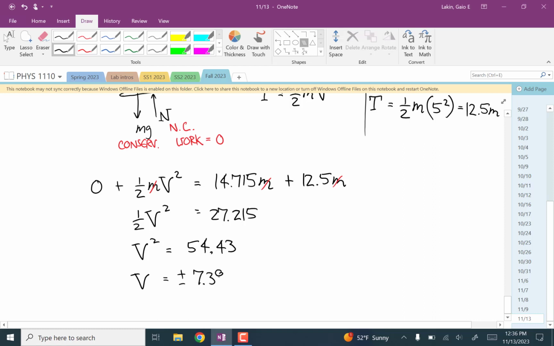7.3776669. Okay, so 7.38 meters per second. And this is a speed, so negative doesn't mean anything, so we want the positive one. So if this skier is going 7.38 meters per second at the bottom of the hill, at the top of the hill, the skier will be going 5 meters per second. Any questions about that?